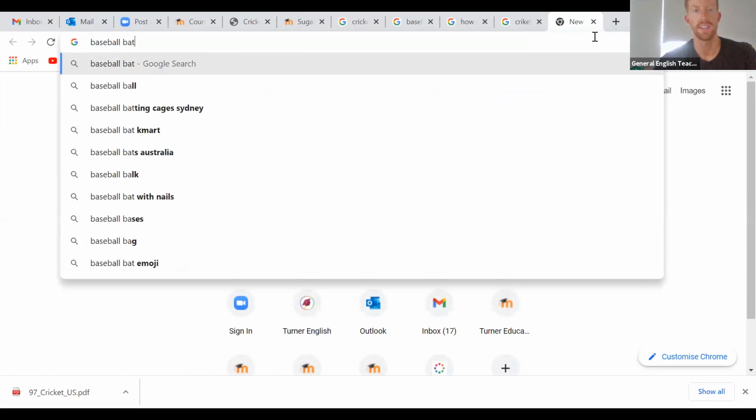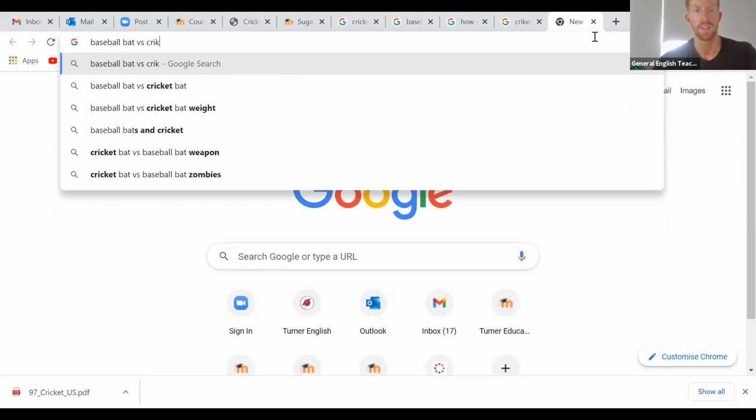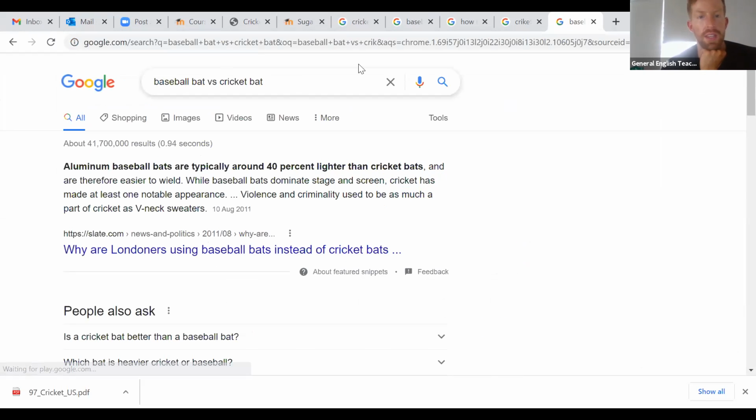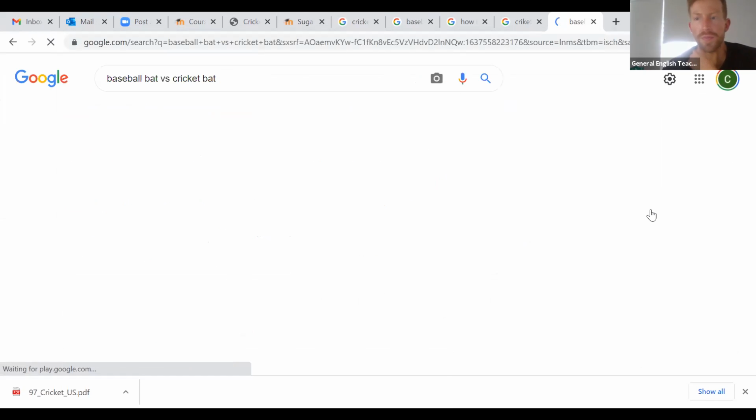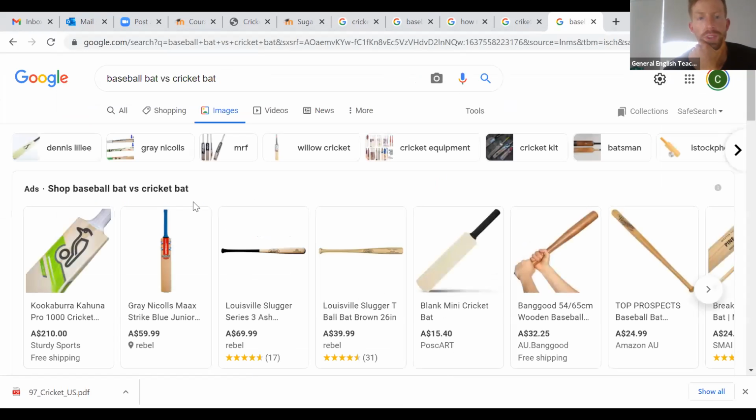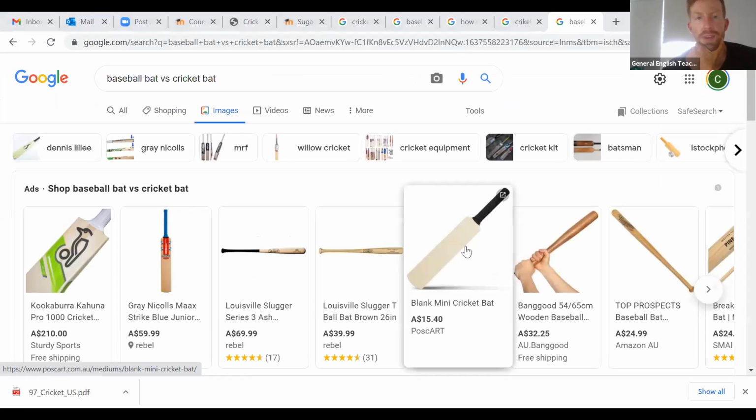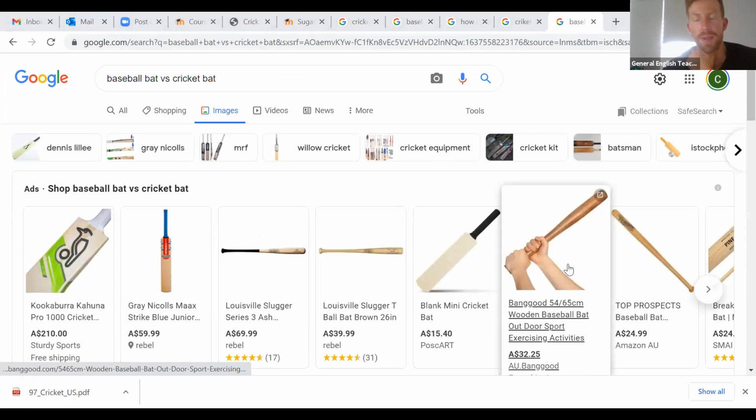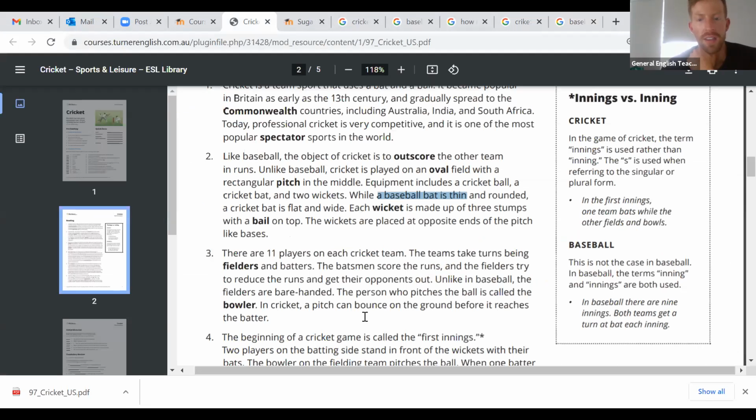Baseball bat versus cricket bat. Let's see if we can get a picture. All right. This one is a cricket bat. This one is a baseball bat. That's different.